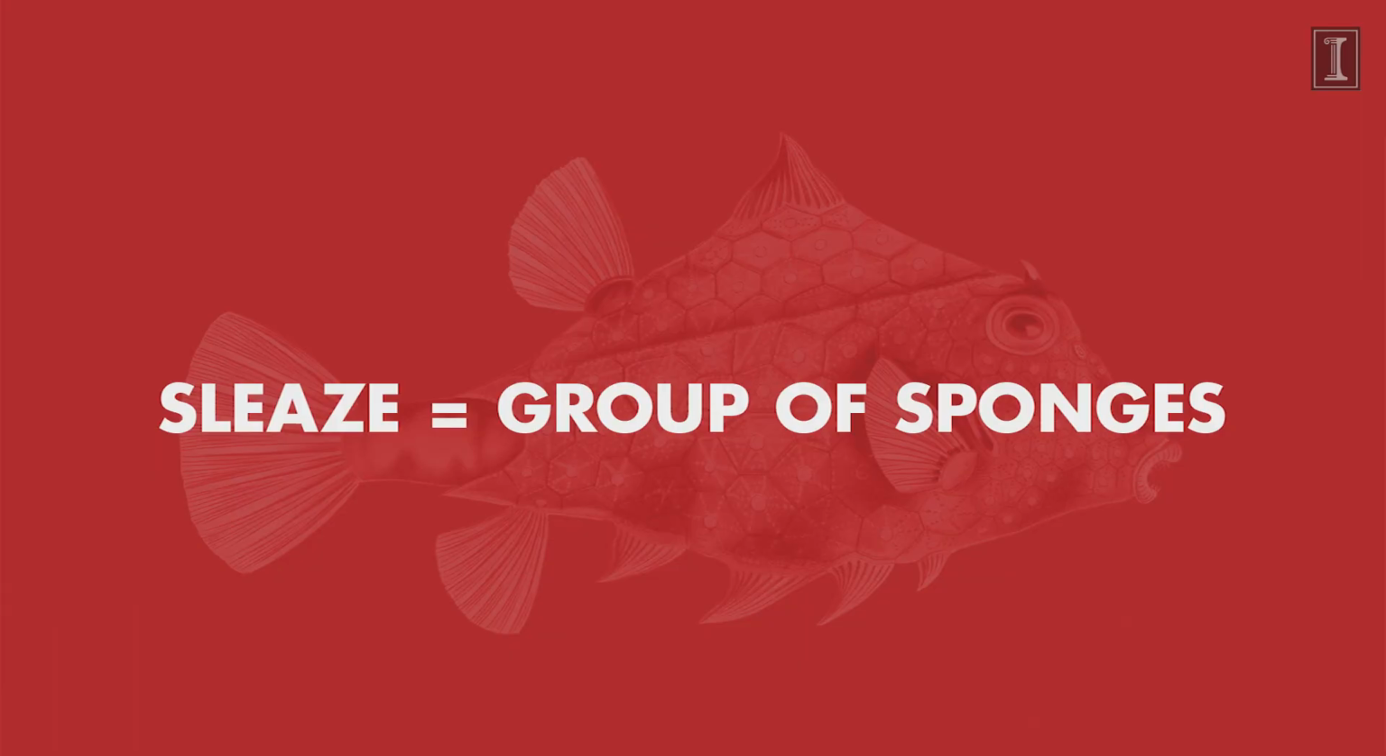The cellular structure of the phylum Porifera is that they don't really have any true tissues by definition. They are composed of cells, but not a tissue, which is a very specific organization of those cells. Lastly, a piece of great information is that a group of sponges is called a sleaze. I've never heard that before, but pretty interesting.